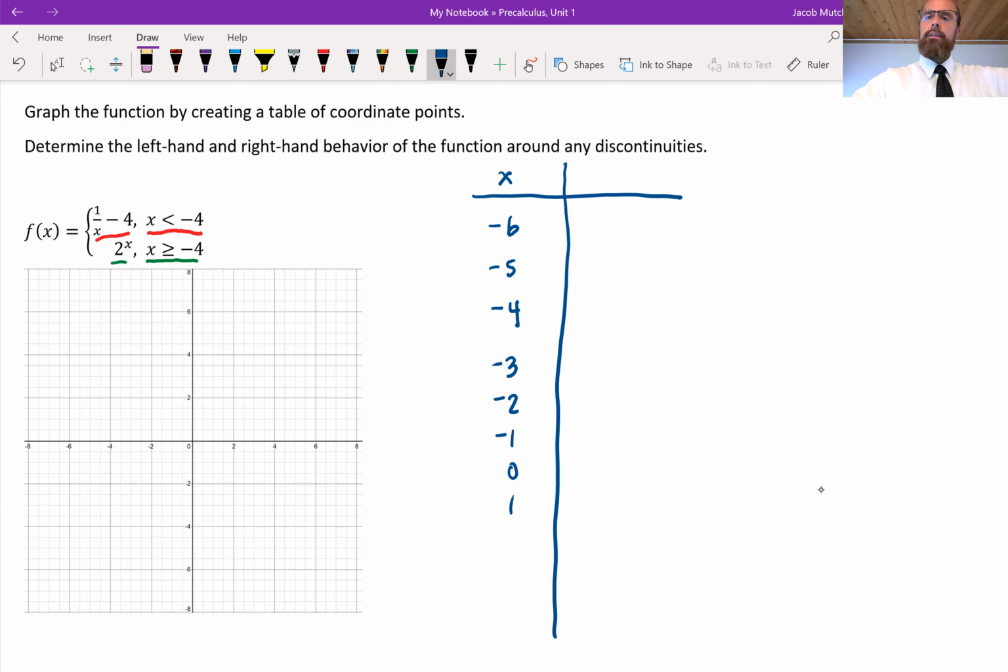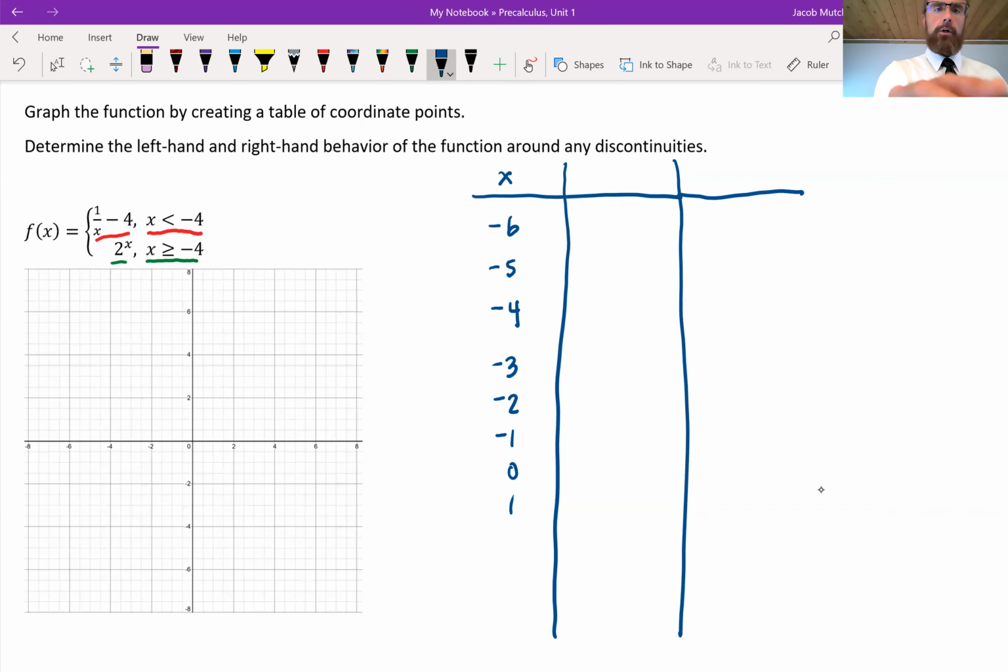Now I'm going to modify the table slightly. Whenever you've got a piecewise function, basically you have 2 functions paired up into one. So I'm going to put 3 total columns in that table. The middle column will be the output, or the y value, for this 1 over x minus 4. So I want to calculate those values. Again, I'm just going to input the x value, the number, in for x in the equation.